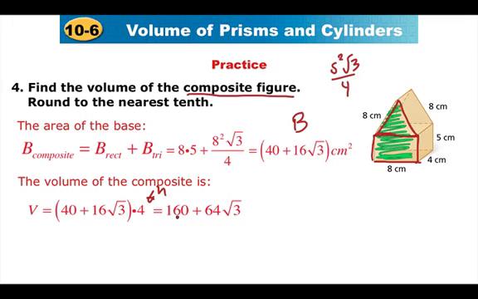And you get, if you distribute the 4, 160 plus 64 radical 3. If you round to the nearest tenth, this is what you get: 270.9 cubic centimeters. Let's go to the next slide.